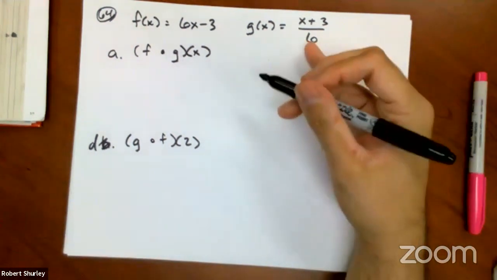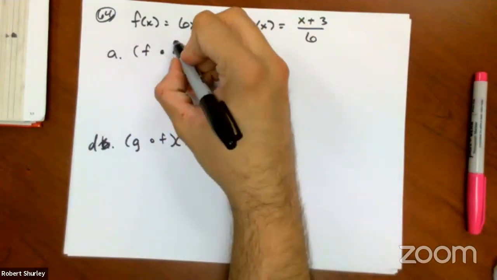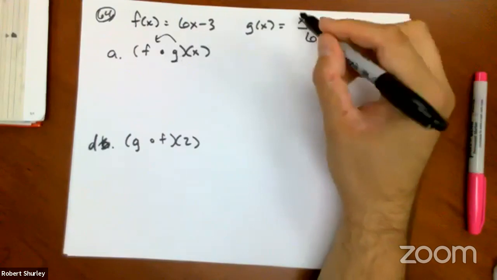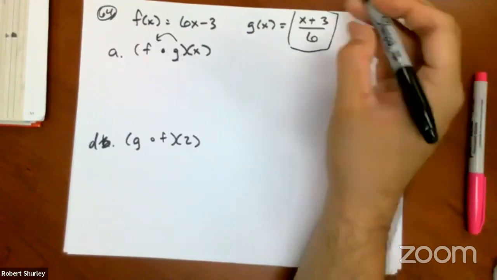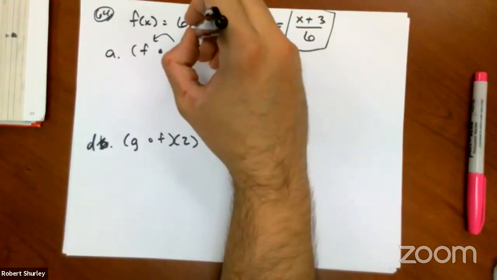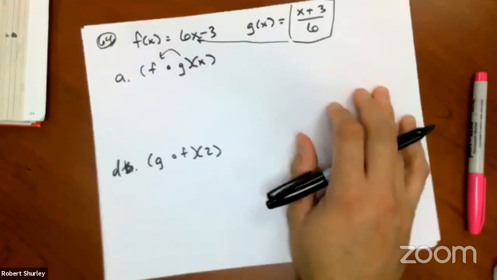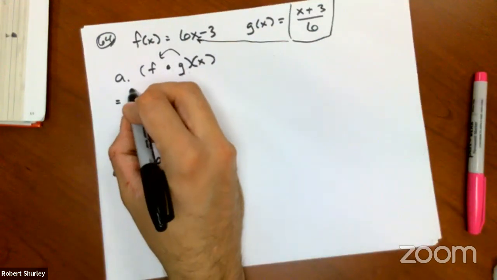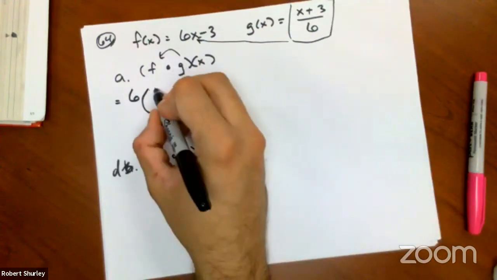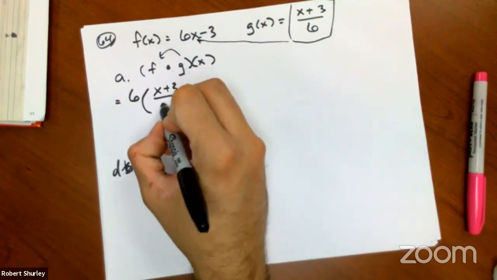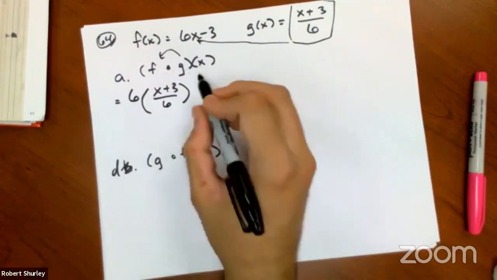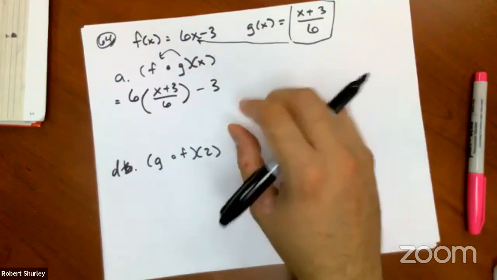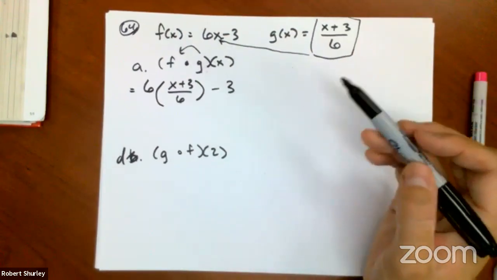Okay, I'm going to start with the first one. So this one, we've got to put G into F, right? We're going to take this entire fraction here and put it into that X value. So we wind up with 6 times (X plus 3 over 6) minus 3.